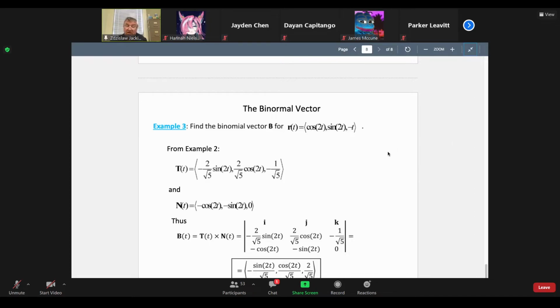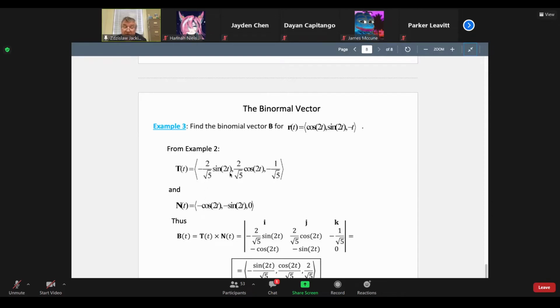But again, easy to make the mistake and say binomial, certainly. So the binormal vector is the cross product of this times this. So of course, this is this 3×3 determinant, i, j, k.